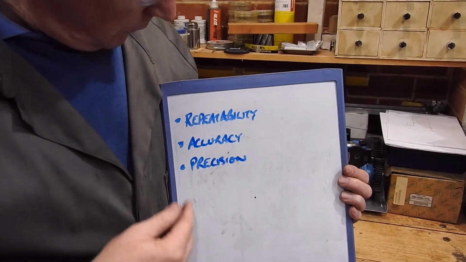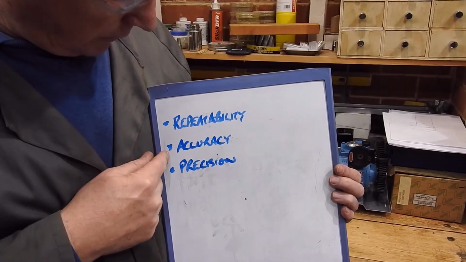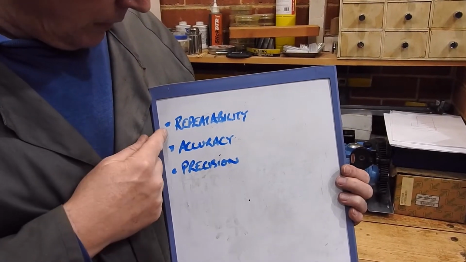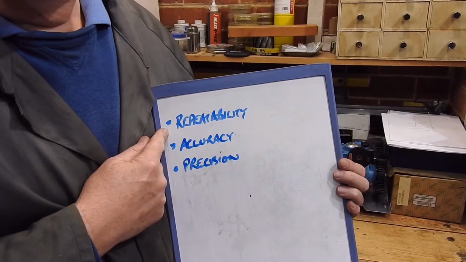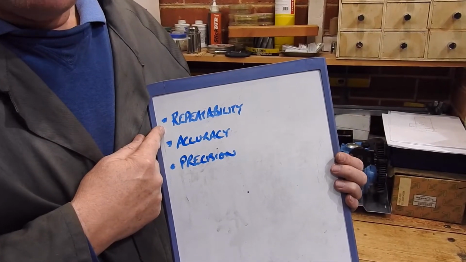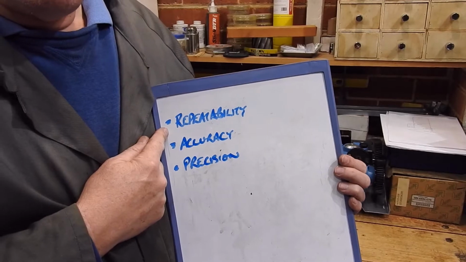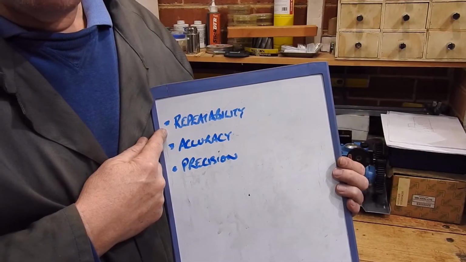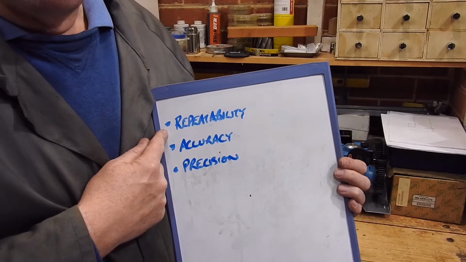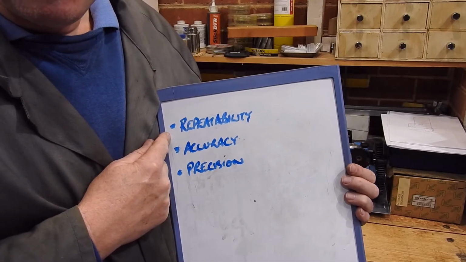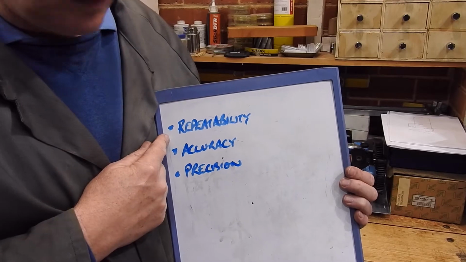So these are the three terms we're talking about: repeatability, accuracy and precision. Repeatability is how often you can get to the same number, basically. And so that's very important, particularly from a statistical point of view. If you want to be sure that your measurement is correct, you do it a number of times. And so having equipment which is repeatable is a good idea.